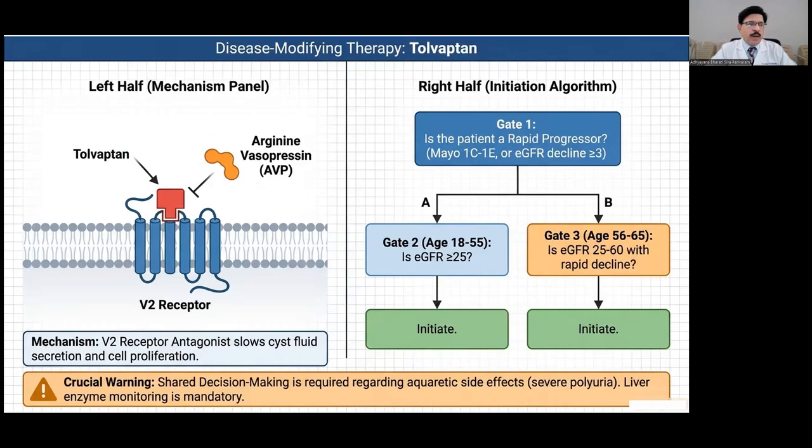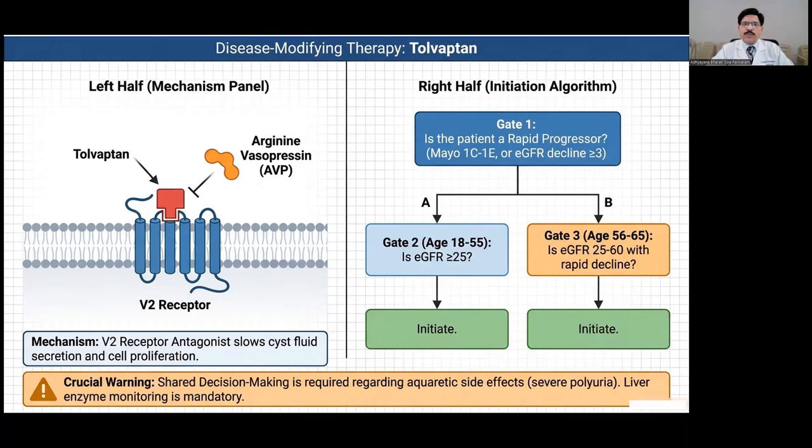Now, disease-modifying therapy, tolvaptan. What is tolvaptan? There is arginine vasopressin in the body, and also chemically derived vasopressin, that goes and acts on V2 receptors in the tubule. This tolvaptan goes and blocks the V2 receptor.